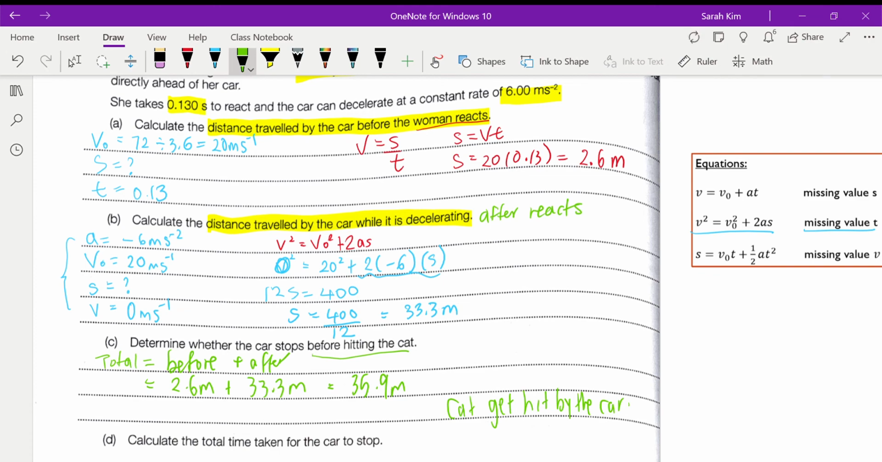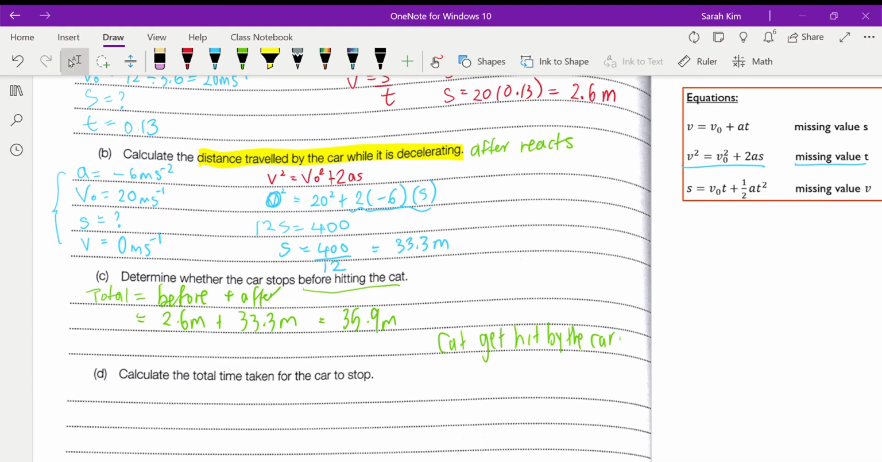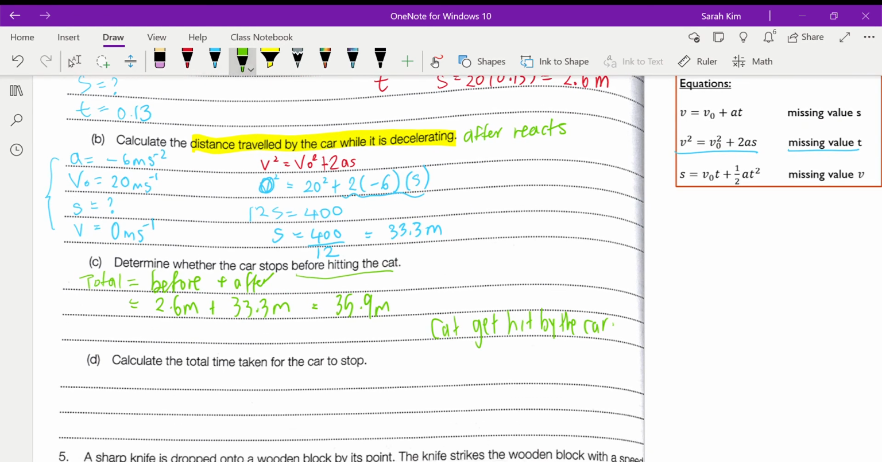Very unfortunate question. Okay. Calculate the total time taken for the car to stop. Alright, so we're trying to look for the time, okay. What can we use? We know that my V final is going to be 0. My V initial was 20. What else? My acceleration, I calculated it to be -6. No, actually, so that was a fact. So we are missing a factor S there, so I use the equation with the missing value S, which is that one.